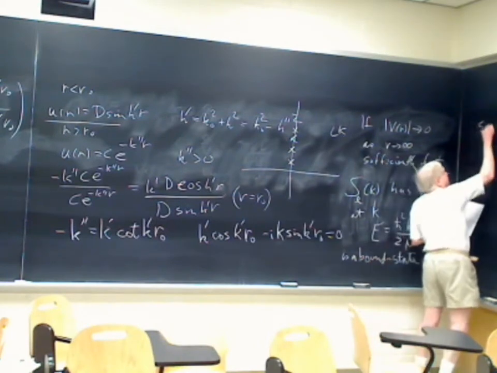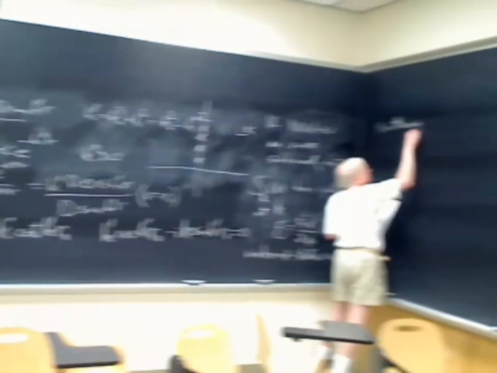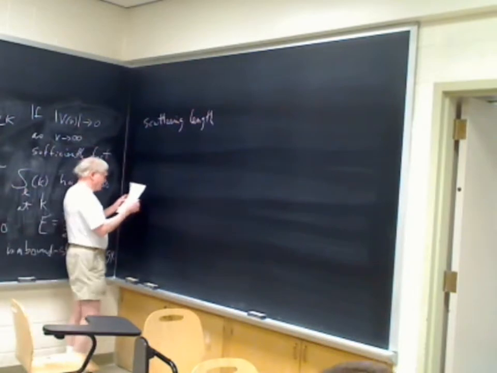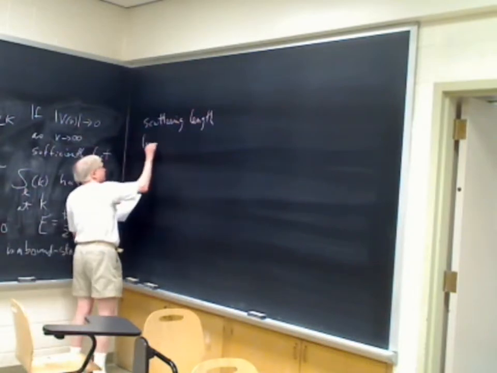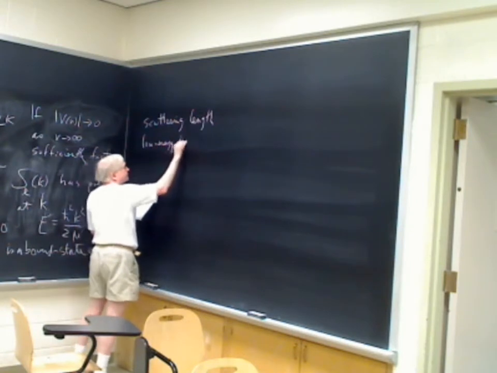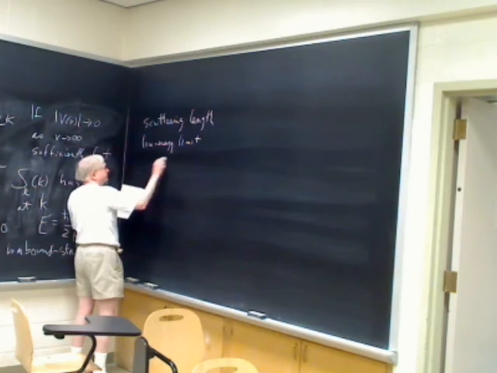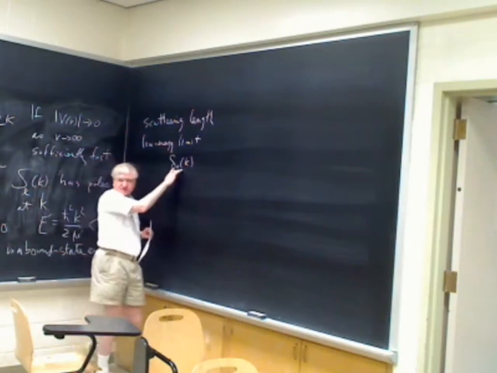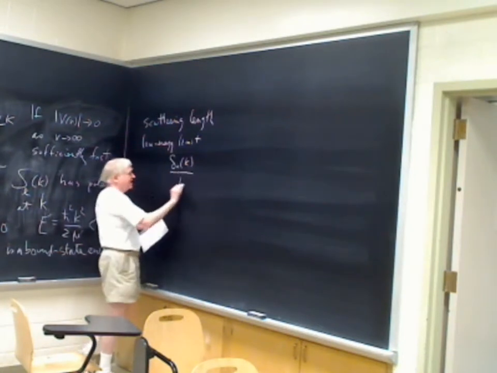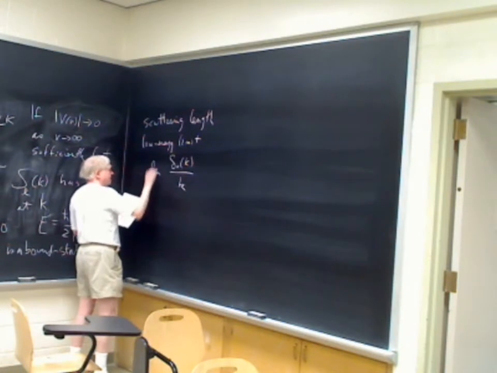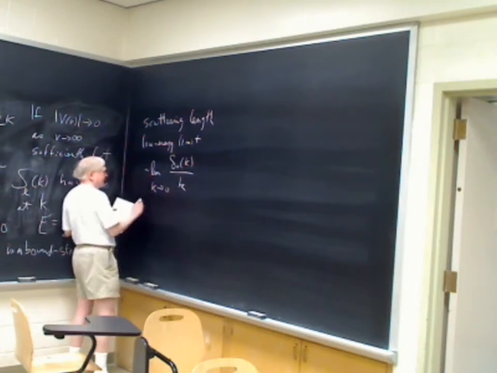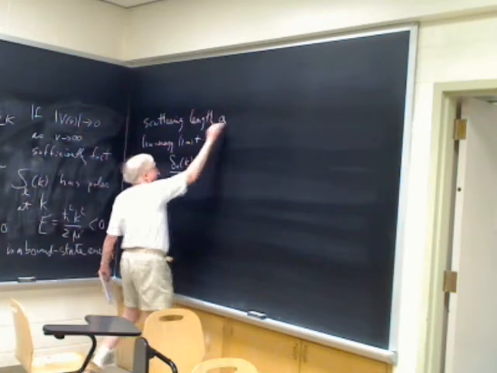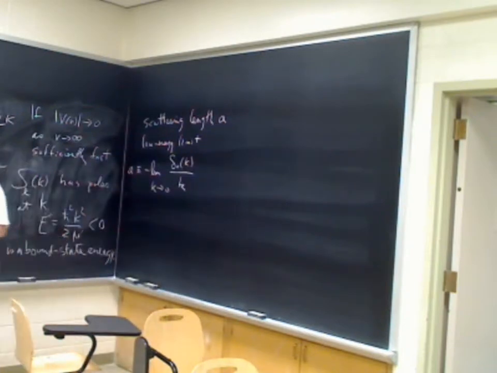Let's talk about scattering length. All right, the scattering length is the low energy limit of the S-wave phase shift. Now that S-wave phase shift is going to go to 0 as k goes to 0. So we divide by k, limit k goes to 0, and put in a minus sign for a reason you'll see. And so that's the definition. Scattering length a is minus the limit of delta 0 of k over k as k goes to 0.